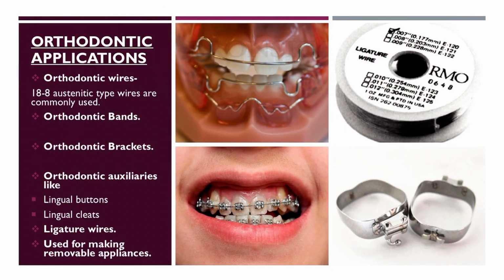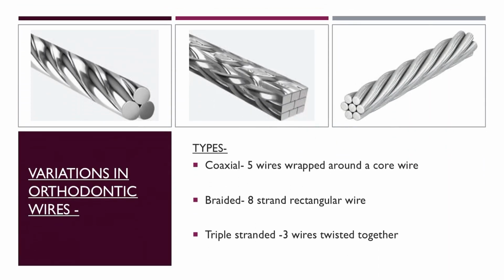Orthodontic applications. Orthodontic wires. 18-8 austenitic type wires are commonly used. Then orthodontic bands, brackets and auxiliaries like lingual buttons, lingual cleats, ligature wires, and also used for making removable appliances. Variations in orthodontic wires. Types are coaxial, where 5 wires are wrapped around a core wire, braided, that is an 8-strand rectangular wire, and triple-stranded, which is 3 wires twisted together.